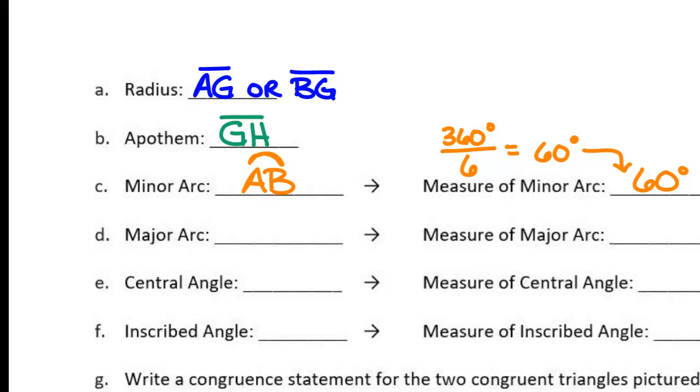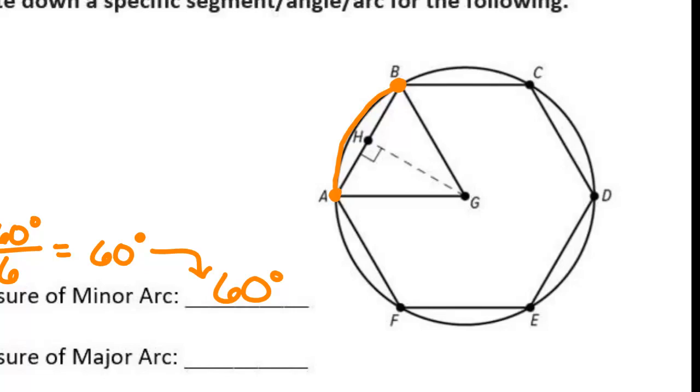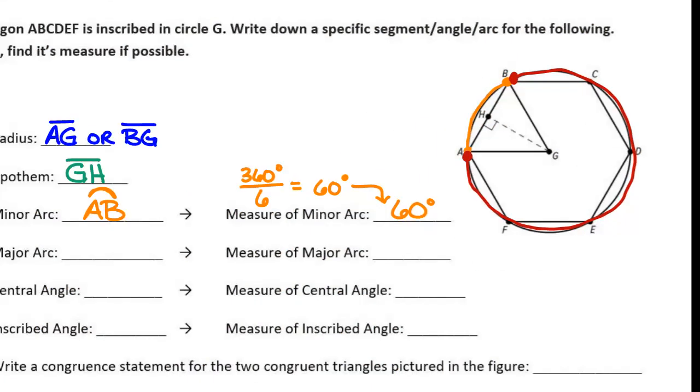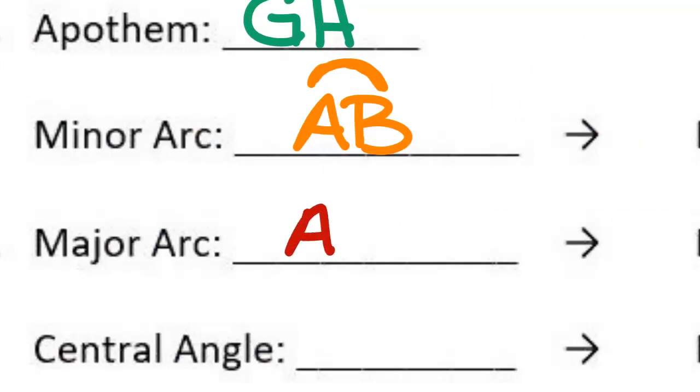Major arc. We're going to do the entire circle except for that minor arc. So A, and then I'm going to go this direction around to B over here. So I need 3 letters. So AFB, or AEB, or ADB. The middle letter needs to indicate where I go after point A. My first and last letters need to be the ends of my arc.